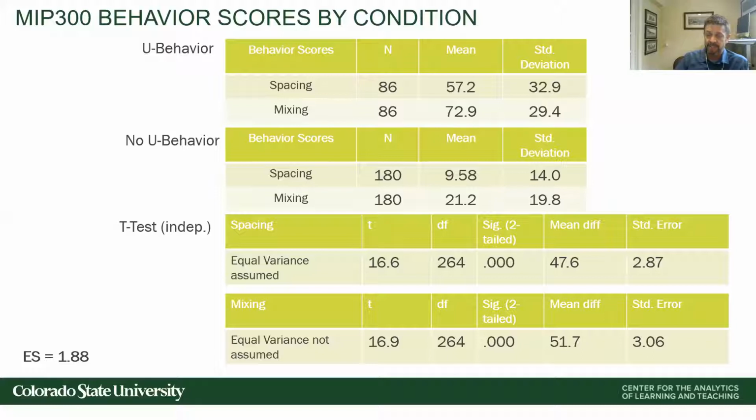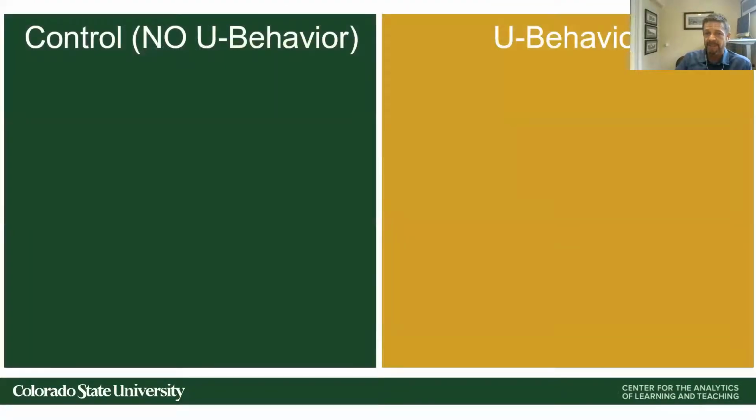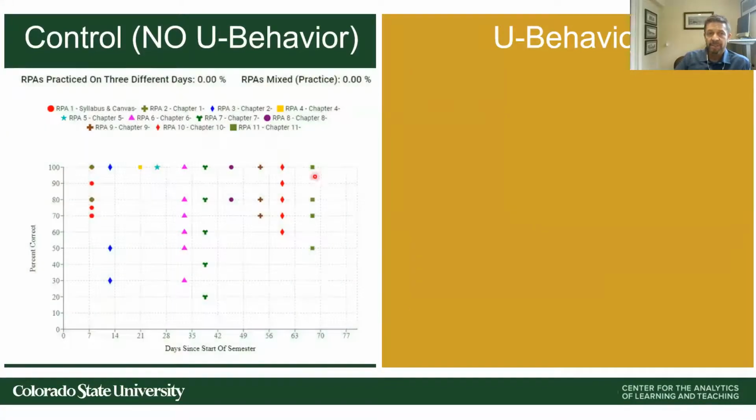We're seeing significant change. And just to bring this to a visualization, I'm going to show some graphs here. This is what we see typically from the control condition. This is the no U behavior condition over here on the left-hand side. Typically what we see in the control condition of the no U behavior is that students stack up their practice. You can see that in this RPA1 here, the red dots are just stacked on top of each other.